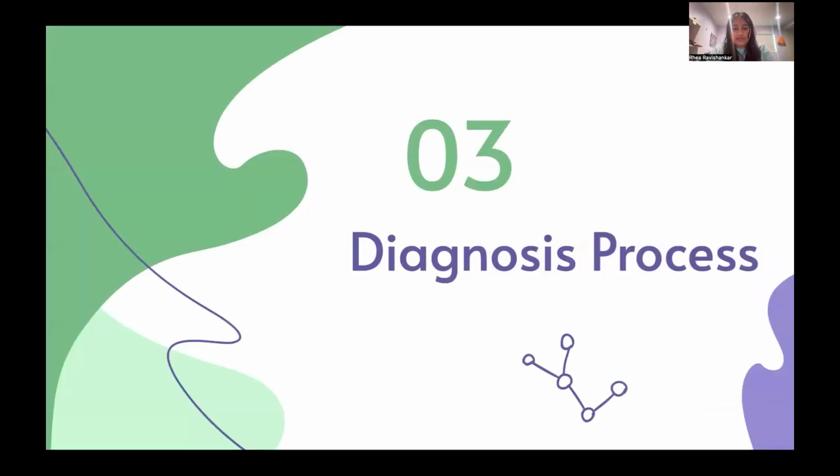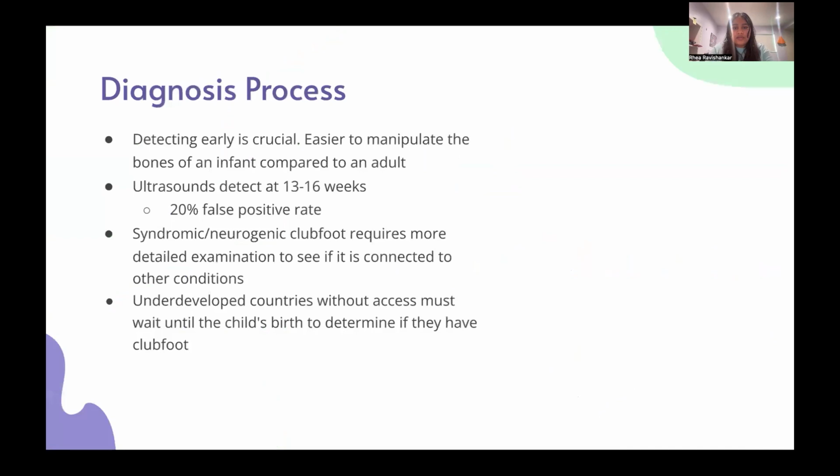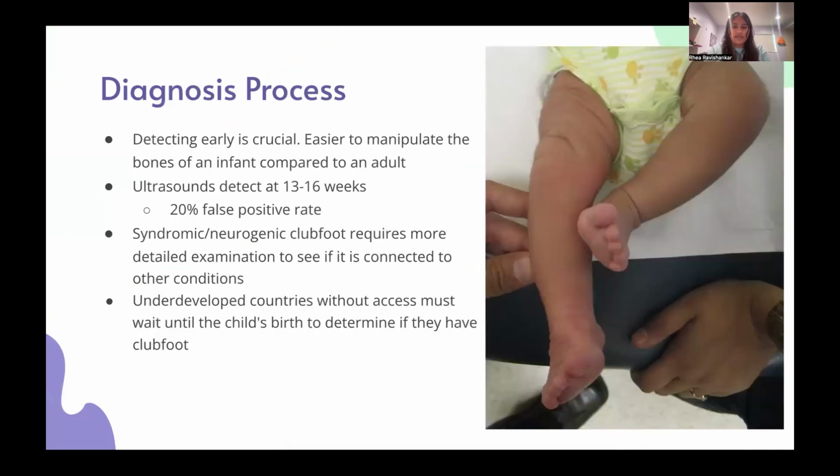Next, I want to talk a little bit about the diagnosis process. So clubfoot is detected through a physical examination, and it's really important to detect it as soon as possible to ensure that a treatment plan is in place. It can also be detected through ultrasounds at around 13 to 16 weeks, but given the high false positive rate, the only way to know for sure is to wait until the baby is born. I also proposed a way for underdeveloped countries to implement DNA testing for specific genetic mutations, which I'll be covering next.